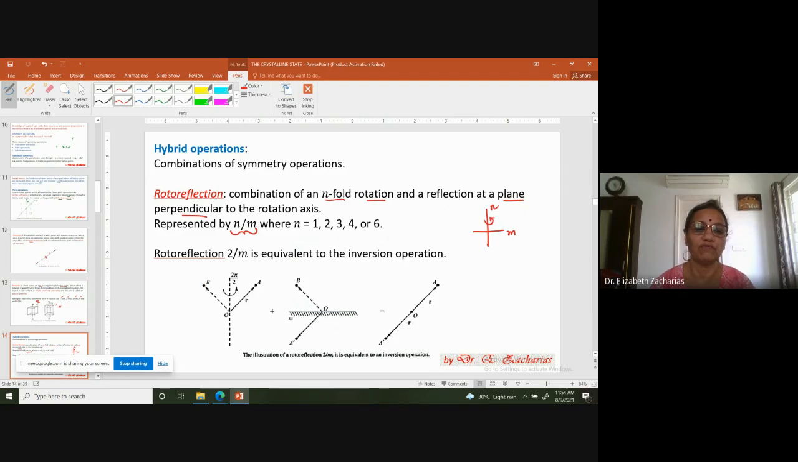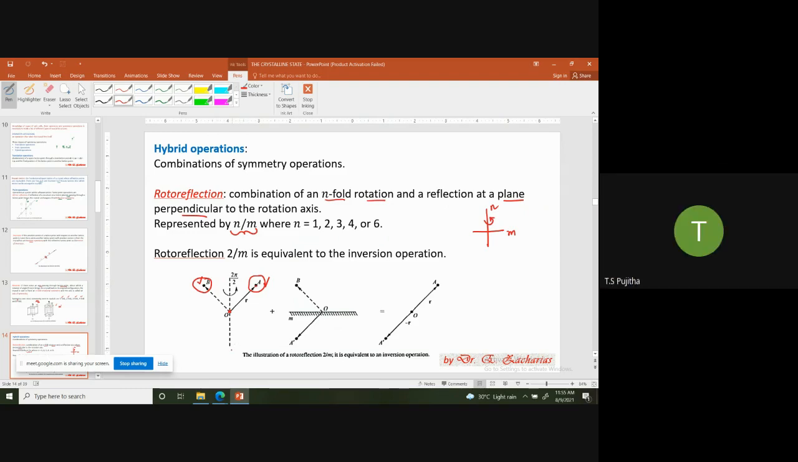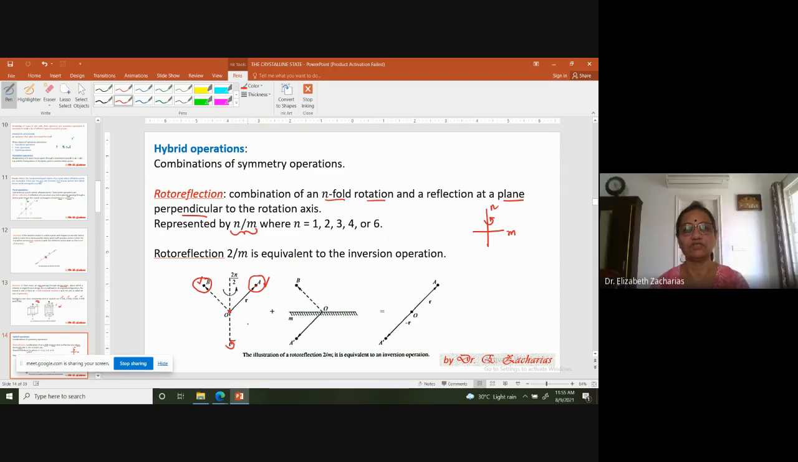Here is an example of a rotoreflection, 2/M. Look at this. 2 means what? I have a lattice point here, let us say. I'm going to turn it by 180 degrees. If I turn this by 180 degrees, my lattice point will go from A to the point B. 2 pi by 2 means my lattice point from A will move to B. And this is my axis of rotation, the symmetry axis.